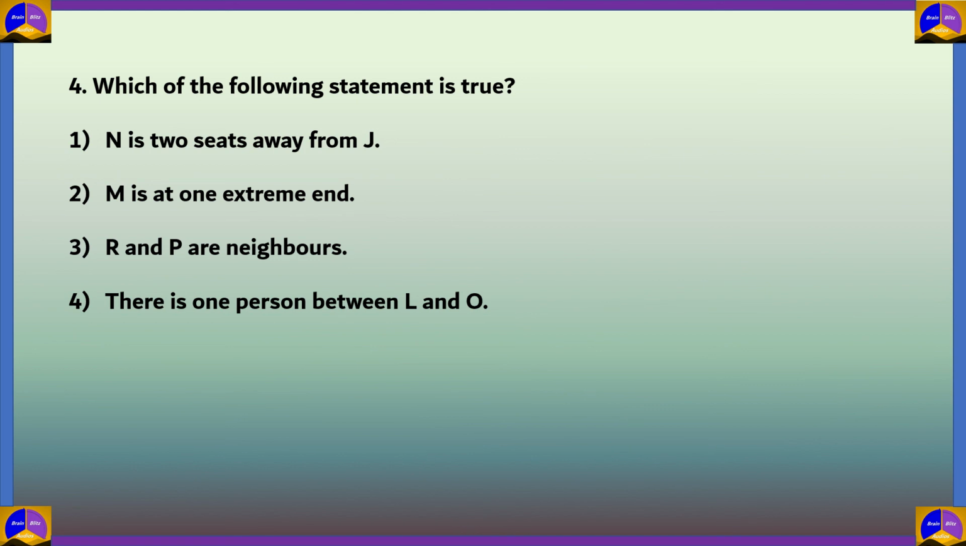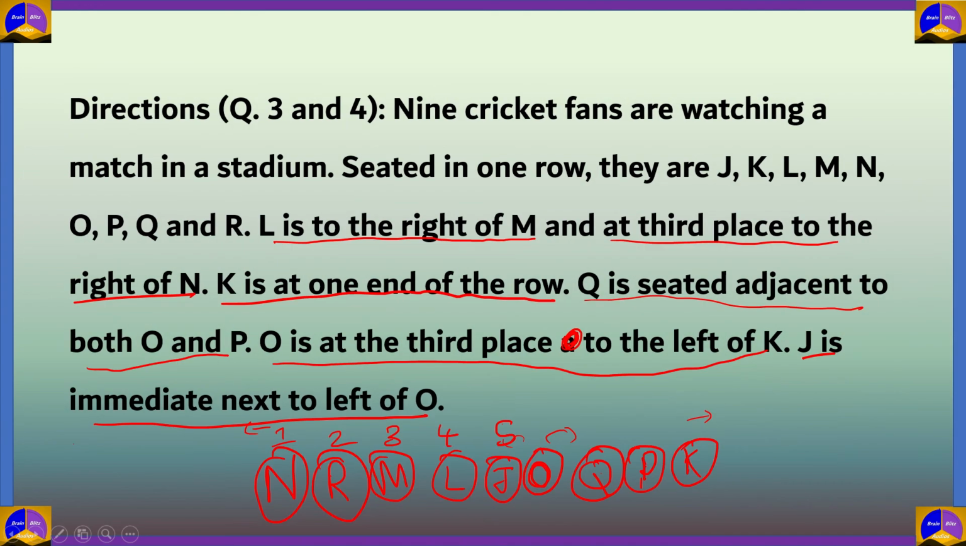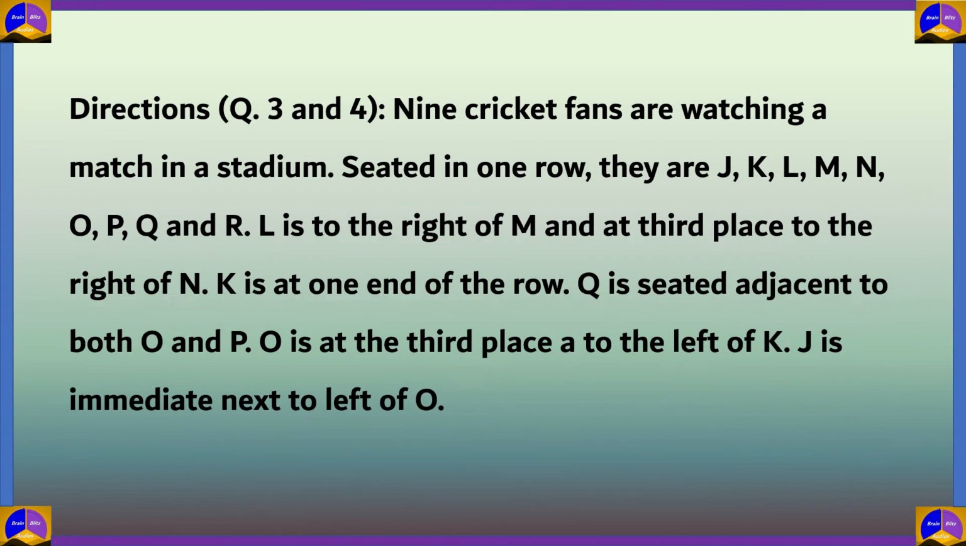Question number 4. Which of the following statements is true? Option 1. N is 2 seats away from J. Option 2. M is at one extreme end. Option 3. R and P are neighbors. And option 4. There is one person between L and O. Now, let's look at the options.